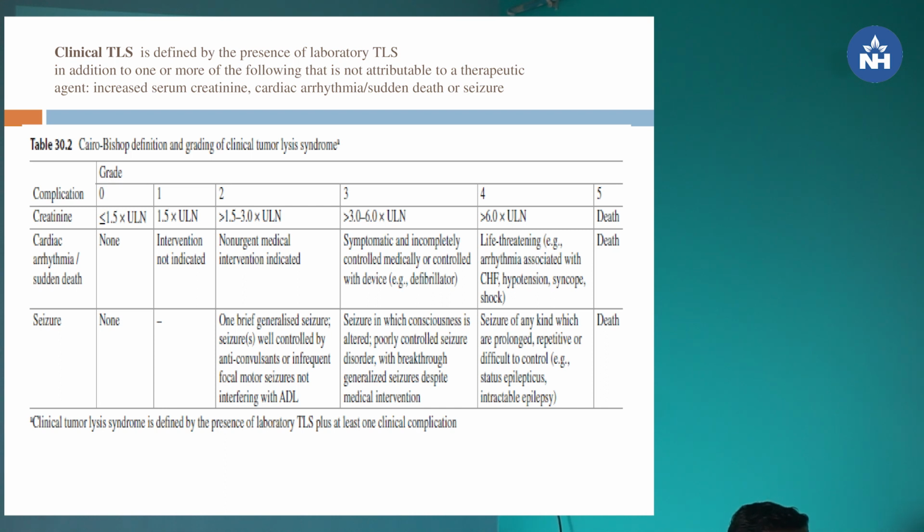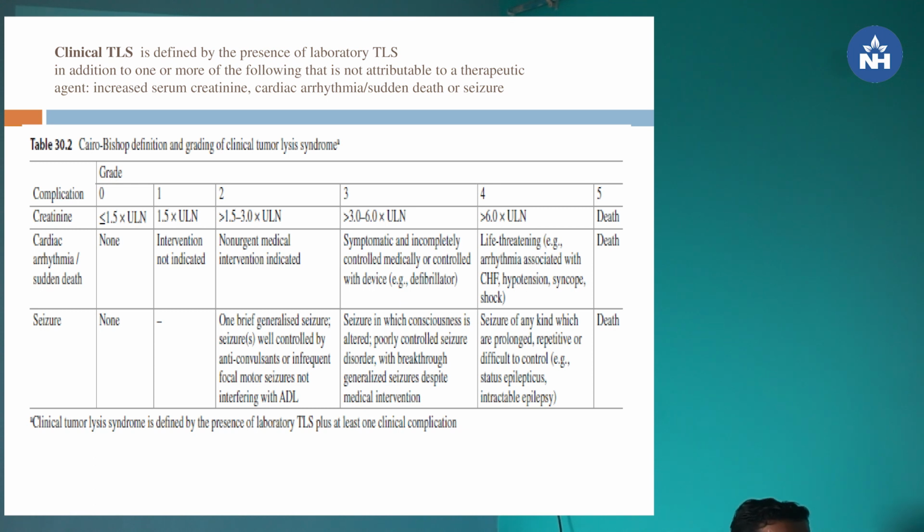Now the clinical TLS. The clinical TLS is defined by the presence of laboratory TLS plus at least one clinical implication, that is increased serum creatinine, cardiac arrhythmia, sudden death or seizure. The grade 0: the creatinine is less than or equal to 1.5 of the upper normal limit. There is no cardiac arrhythmia, there is no seizure.